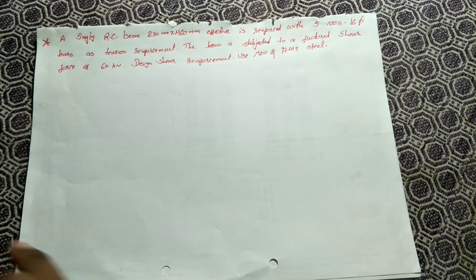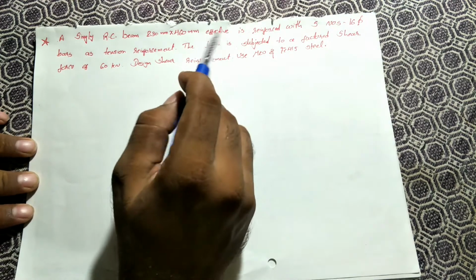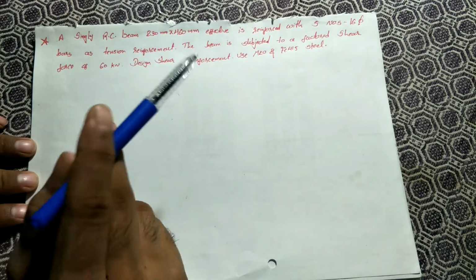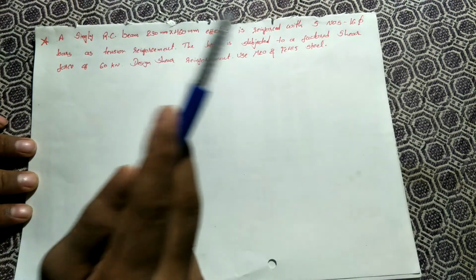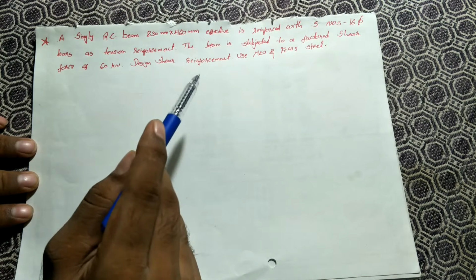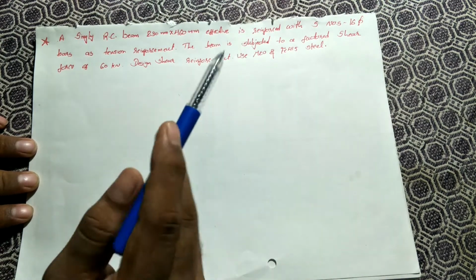230 mm by 460 mm effective is reinforced with 5 numbers of 16 mm diameter bars as tension reinforcement. The beam is subjected to a factored shear force of 60 kN. Design the shear reinforcement. Use M20 and Fe415.